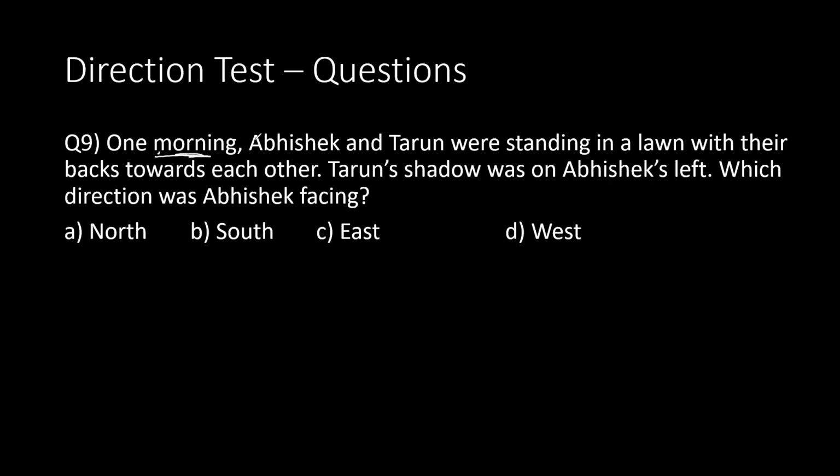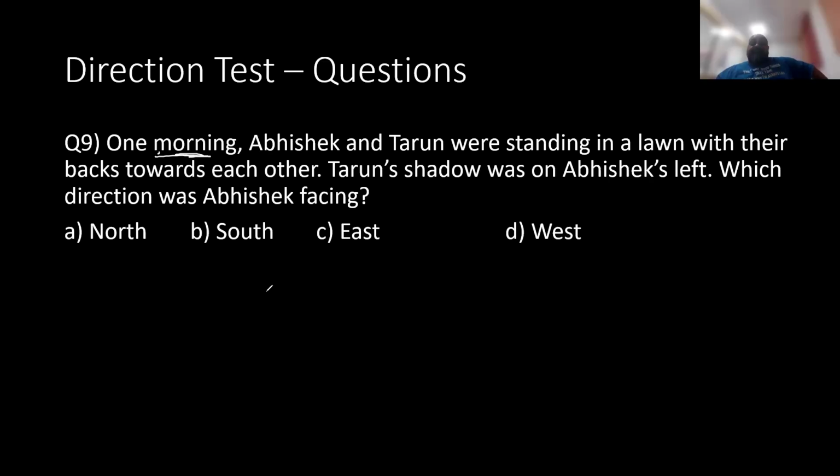Alright. So let us draw Abhishek and Tarun. Abhishek facing in this direction. I don't know what direction this is right now. Tarun facing here. So their backs are towards each other. Tarun's shadow is on Abhishek's left. If this is Abhishek, this would be his left. This would be his right.